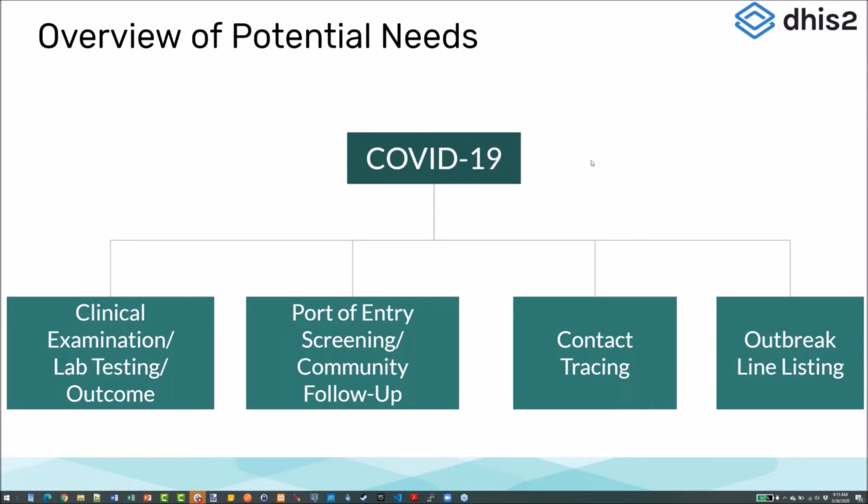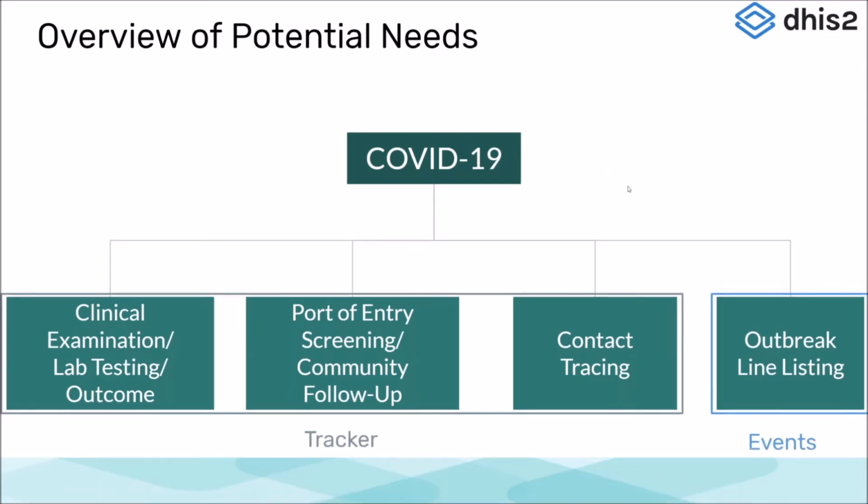Move this here. Yeah, so these are the tracker programs and the event programs, basically, is how we've split it up: the clinical examination, lab testing outcome, port of entry screening, community follow-up, and contact tracing.